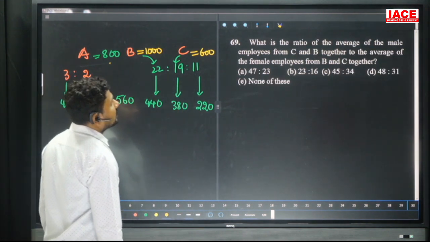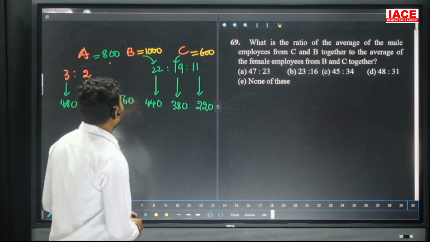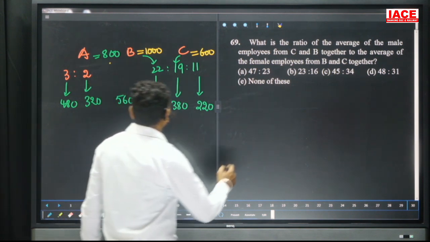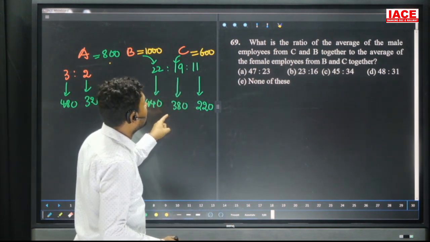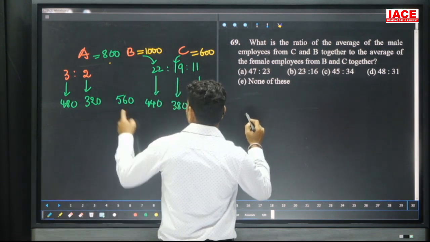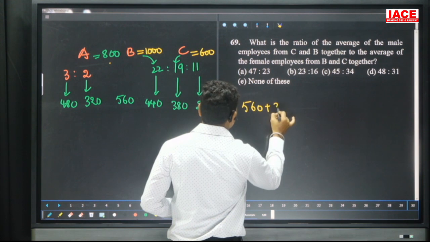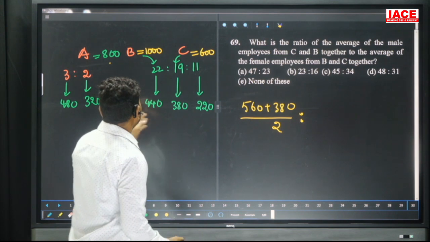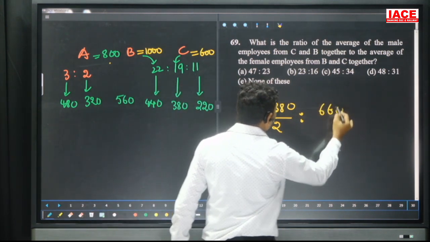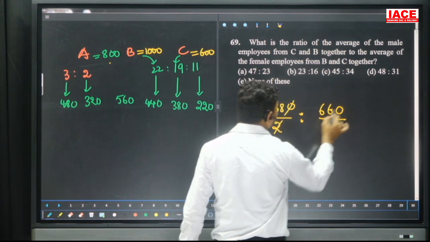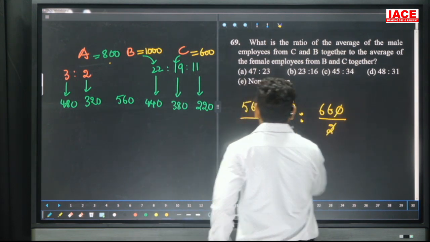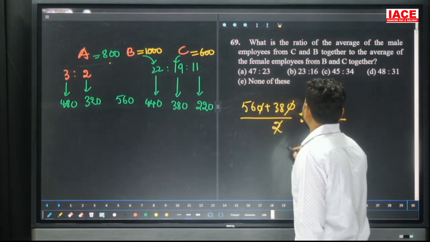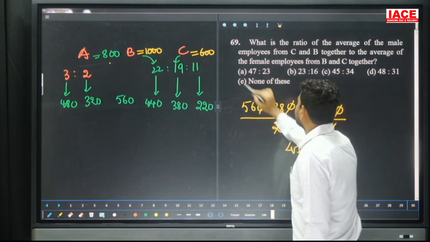So next question. What is the ratio of the average of the male employees from C and B together to the average of the female employees from B and C together? Male employees: 380 plus 560. We require the average: 560 plus 380 by 2, and the average of female employees from B and C together, 660 by 2. This 2 will be cancelled. The zeros are also cancelled. So 56 and 38 which is equal to 94. 94 and 66 cancelled by 2, it is 47 is to 33. Our option is none of these.